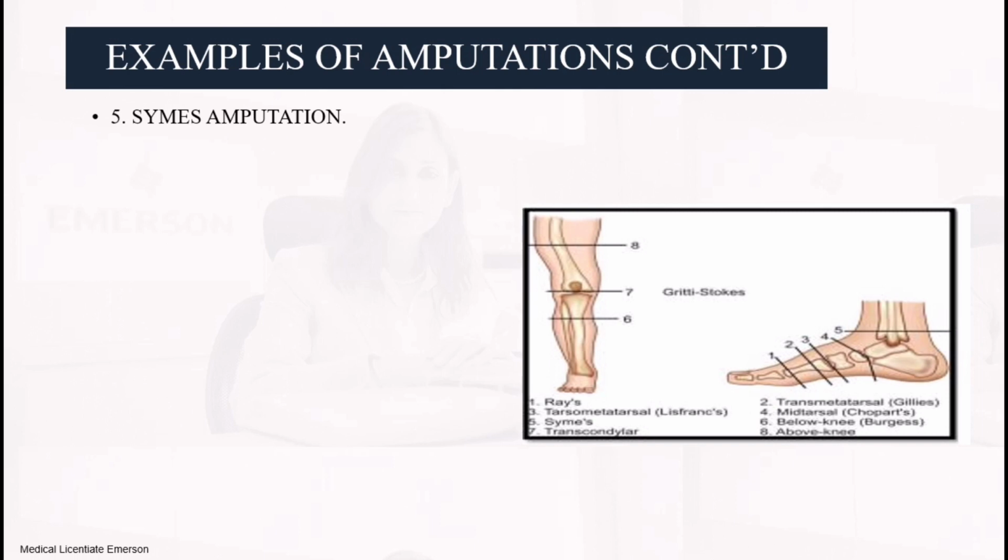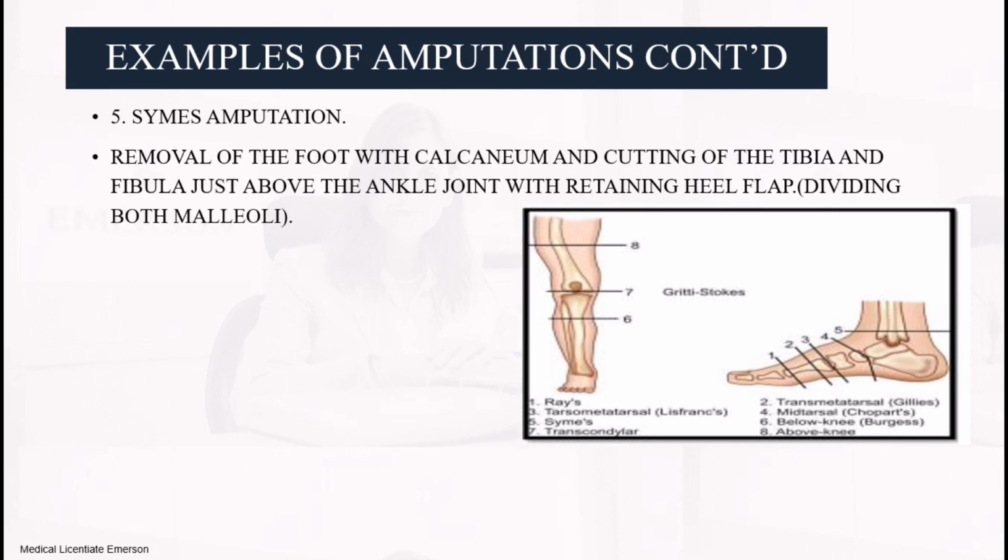So we have also Syme's amputation, which is the removal of the foot with the calcaneum and cutting of the tibia and fibula above the ankle joint, retaining the heel flap, dividing both malleoli.